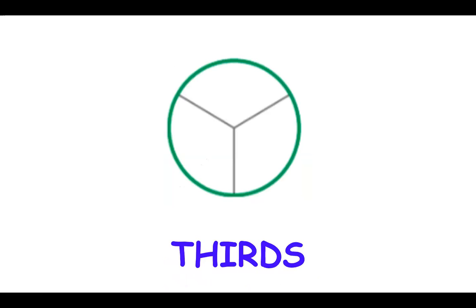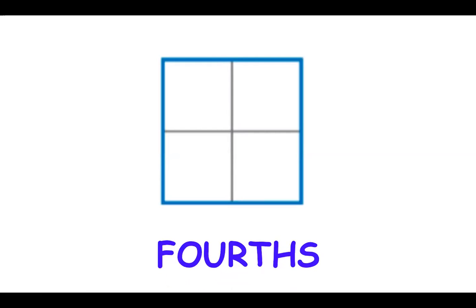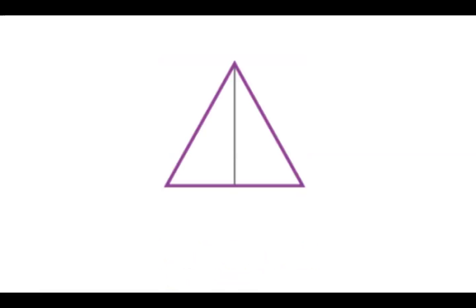Notice there are lots of different ways that we can divide shapes into equal parts. We can make up and down lines, diagonal lines, horizontal lines. All that matters is that the parts are the same size and the same shape so that they're equal. Name the parts. Good, 4 equal parts, so we call them fourths. Name the parts. 2 equal parts, so we call them halves.